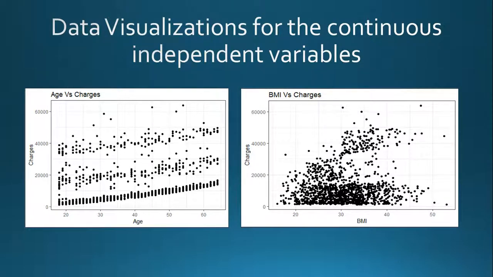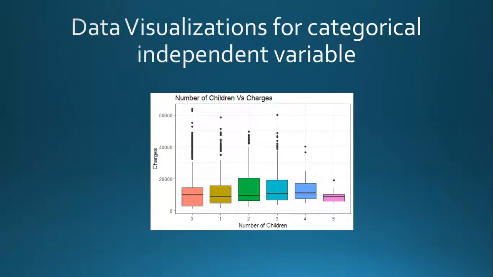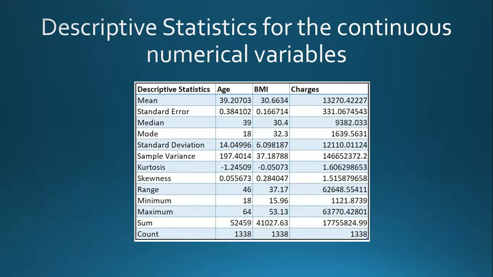everything. So here is the data visualization for the continuous independent variables age and BMI. As we can see, there is a slight linear trend, even though it's not too significant. There is a slight trend though. And here is the visualization for the categorical independent variable, and here are our descriptive statistics. As we can see, the mean of our target variable, that is charges, is coming out to be 13,270.4. So we'd like to check for this value using Bayesian analysis.